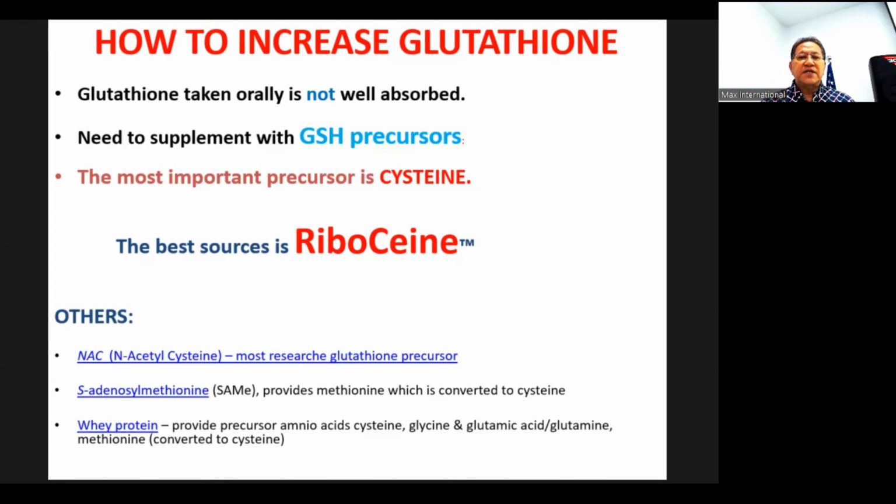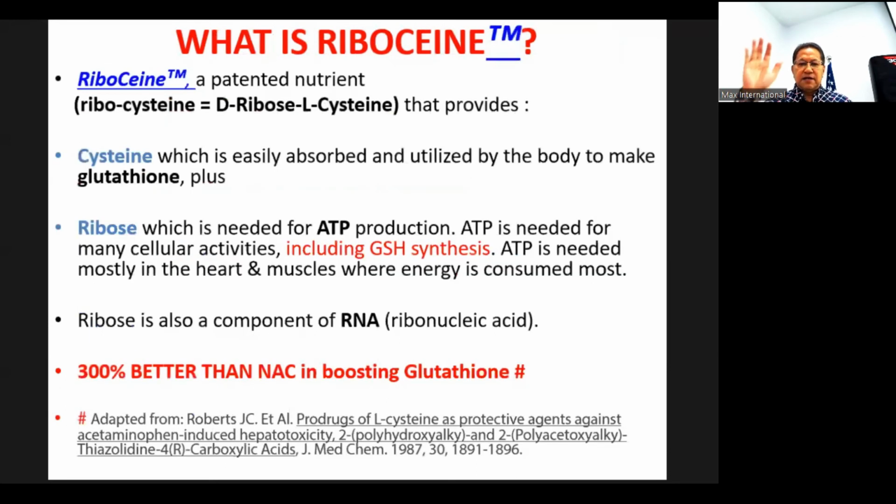So the challenge is to provide cysteine in a stable form, and the best form of stabilized cysteine available now is ribosine. Okay, so what is ribosine? Ribosine is a patented nutrient, a product of the research of this company, Max International. It is actually D-ribose L-cysteine, shortened to ribocysteine, and trademarked as ribosine. Okay, you're clear of the three different things? D-ribose L-cysteine, ribocysteine, and ribosine.